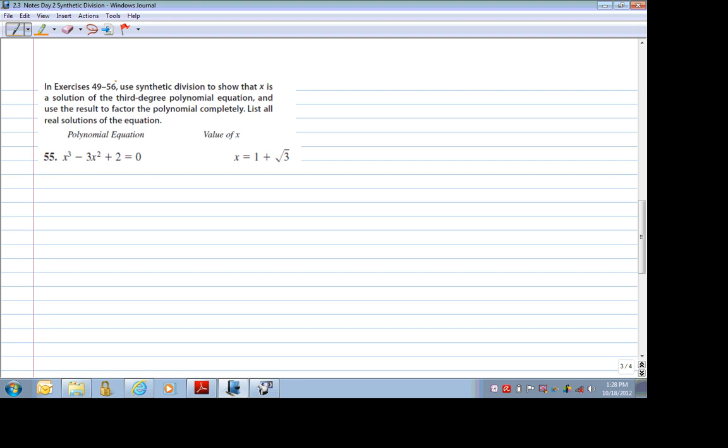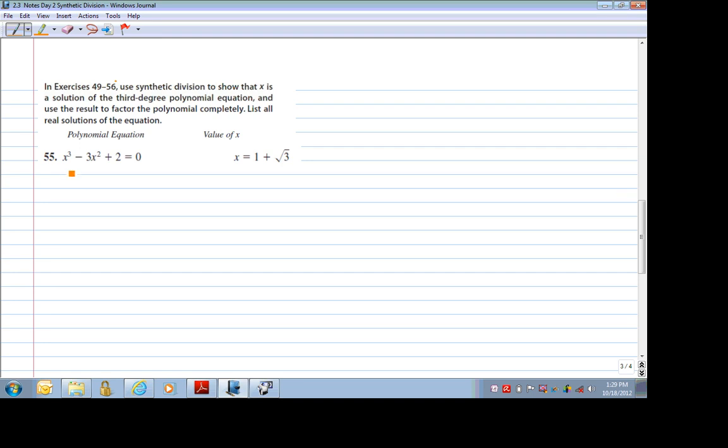This time, I've got a little bit tougher numbers for you. We're going to use synthetic division to show that 1 plus the square root of 3 is a solution. If it is, in fact, a solution, we should get a 0 at the end, no remainder. It's a solution of a third-degree polynomial, and we're going to use the result to completely factor.